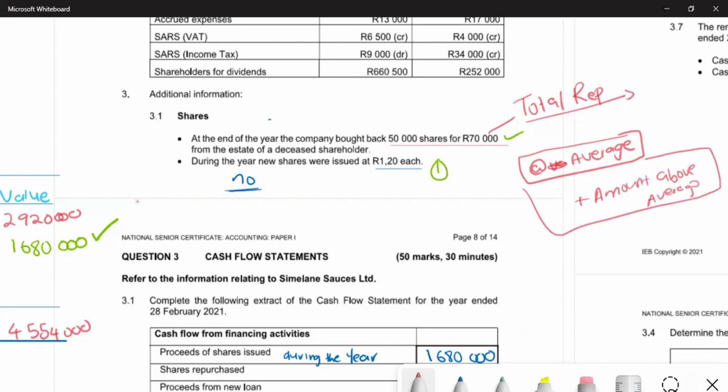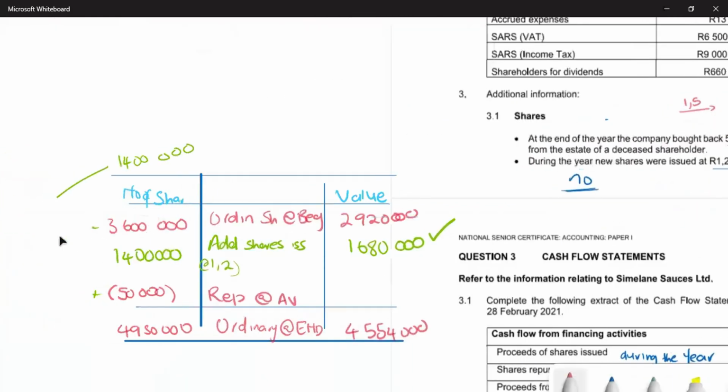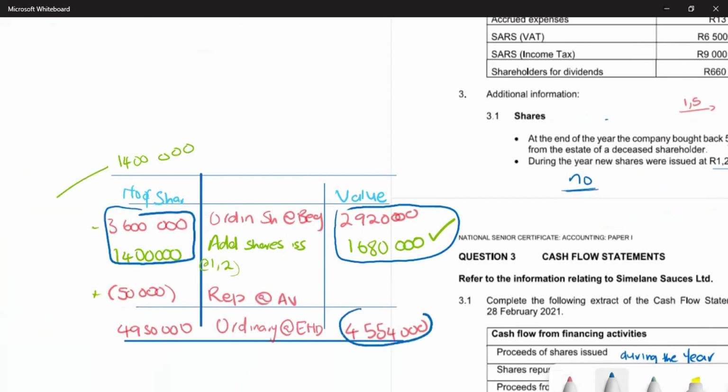And after you get your total repurchase price, you just multiply it by the number of shares which were repurchased. So for instance, if they said the amount above the average was 1.5, making use of your ordinary share capital, you would have calculated your average price. Now, remember, there are two ways you can calculate your average price. So let me just quickly change the color of my marker. You can take the value of your shares, divide them by the number of your shares, and you're going to get your average price. Or you can take this, still the same thing, the value of your shares divided by the number of your shares here. You would still get the same average price.